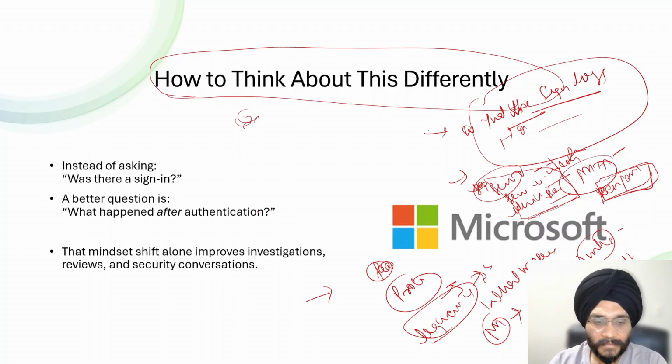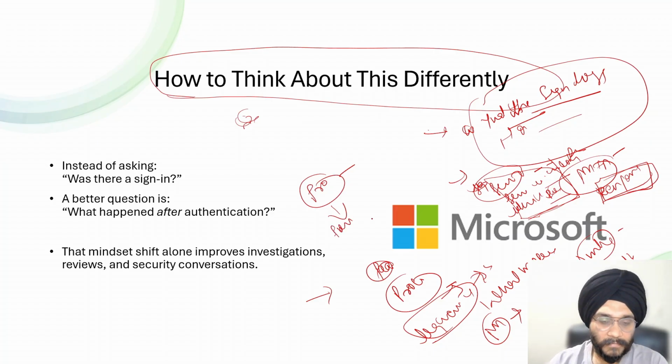Once we start doing these proactive approaches, we can protect our tenant, we can prevent the bad guys from doing bad things to our tenant, and we can prevent our identities from being stolen. Once we shift this mindset, it will improve investigations, reviews, and the security conversations that we have.